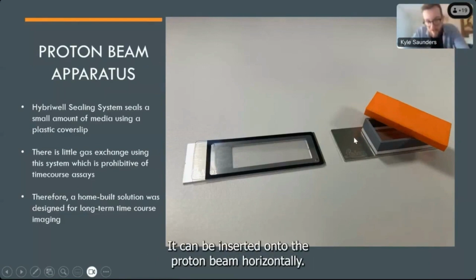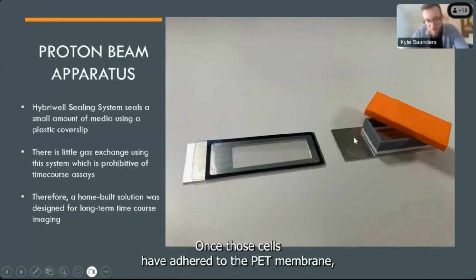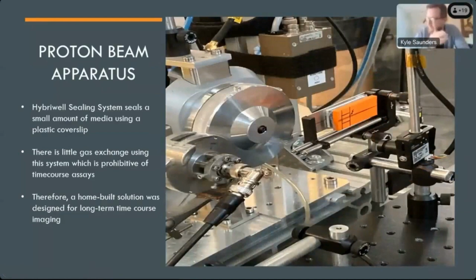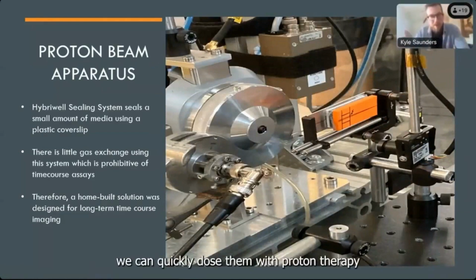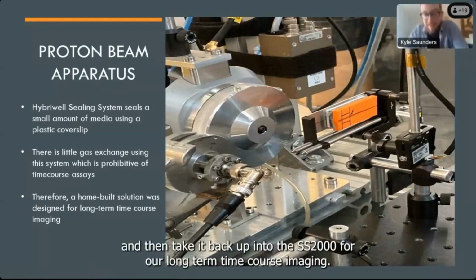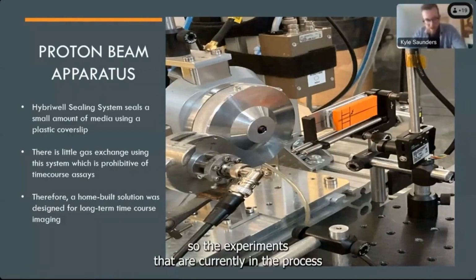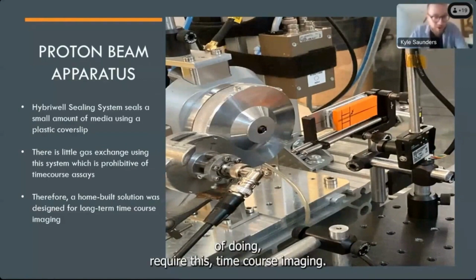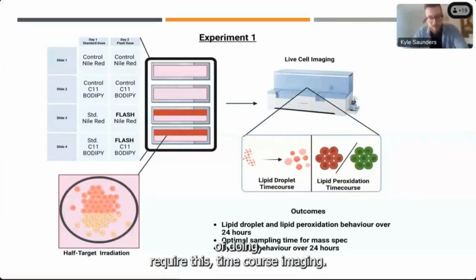It can be inserted onto the proton beam horizontally once those cells adhere to the PET membrane. We can quickly dose with proton therapy, and then take it back up into the SS2000 for our long-term time course imaging. So the experiments that we're currently in the process of doing require this time course imaging.